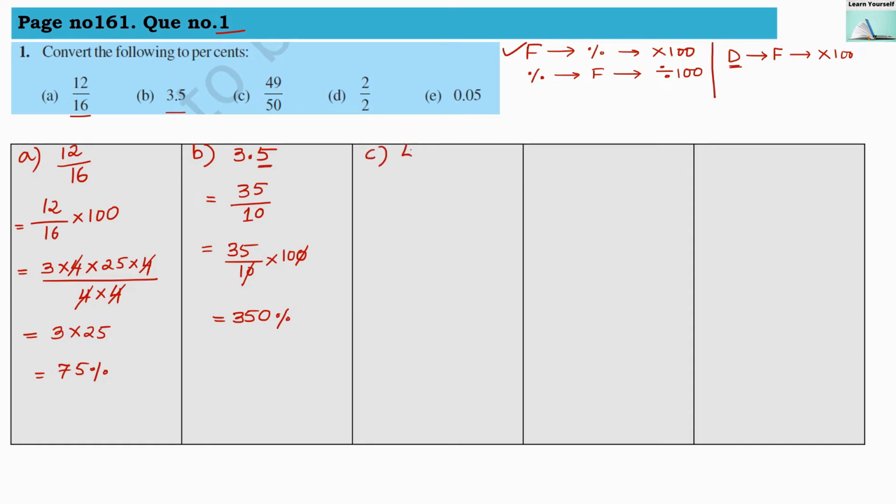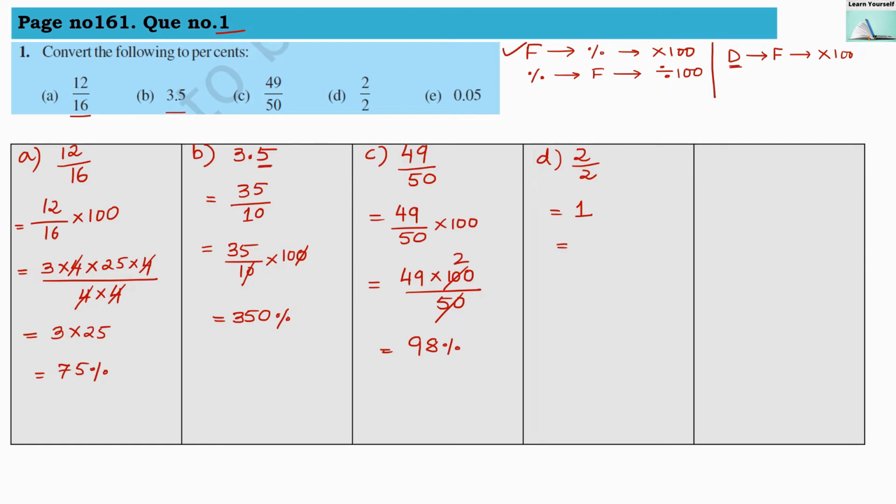C, 49 divided by 50. To convert this into percentage, we have to multiply with 100. Now let us simplify this. 49 into 100 divided by 50. So 50 2s are 100. So 49 into 2, we will get here 98%. D, 2 by 2. The same numbers are there in numerator and denominator, so it will give us 1. Now 1 we have to multiply with 100 to convert it into percentage. So it will give us 100%.